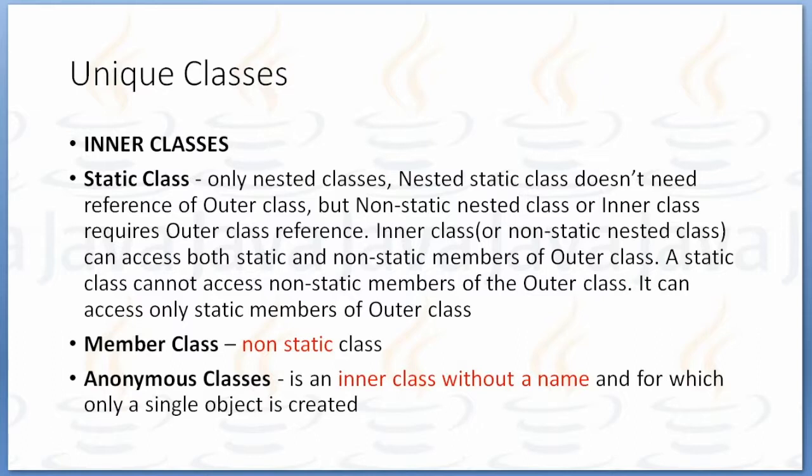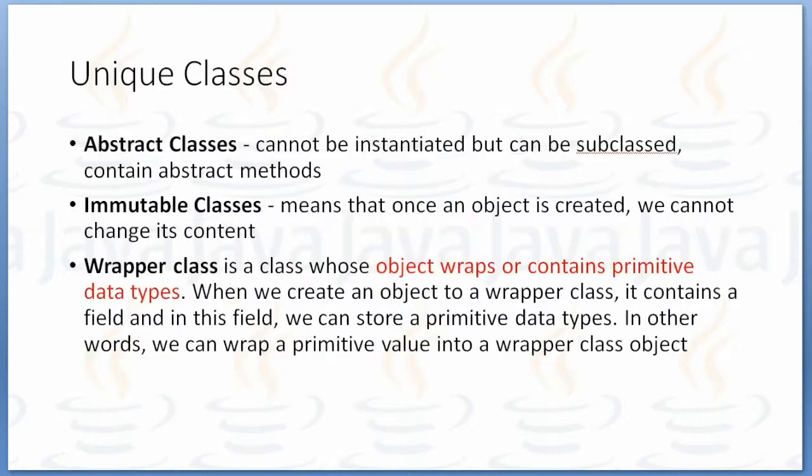Member class, non-static class. Anonymous class is an inner class without a name and for which only one single object is created. Alright, abstract classes cannot be instantiated but can be subclassed, and contain abstract methods. Immutable classes means that once an object is created, we cannot change its content.